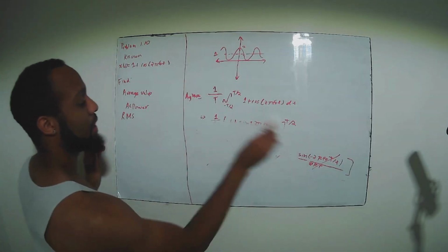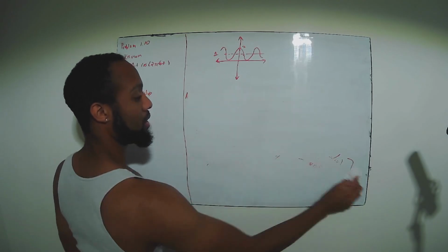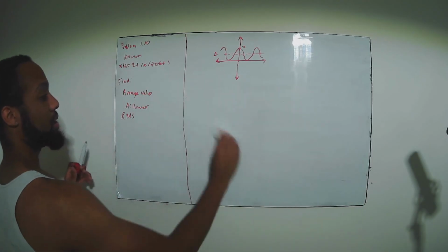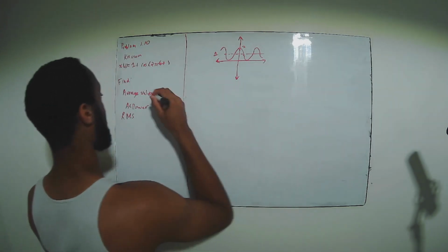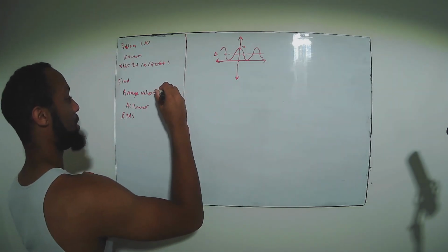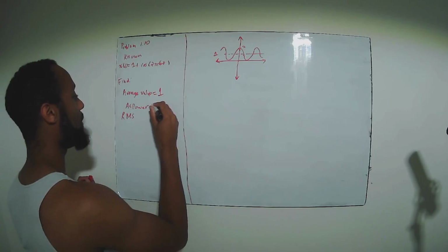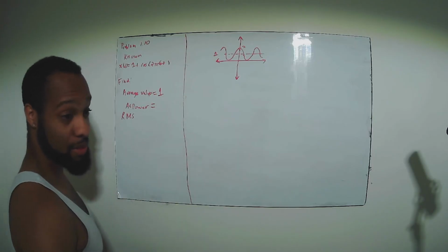So we found that. So now let's go ahead and, so we know the average value. We're going to put this here in the corner, so the average, we're going to actually put it here. Calculate the average value is 1. Now we want to find the AC power. So I'm not really sure what he meant by AC power.